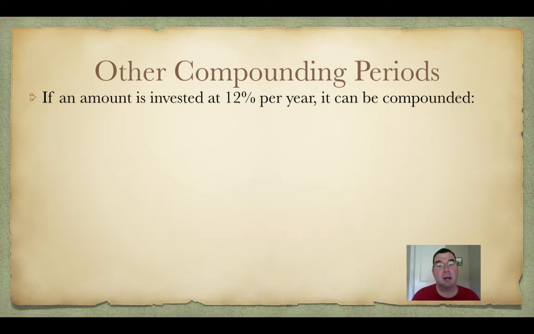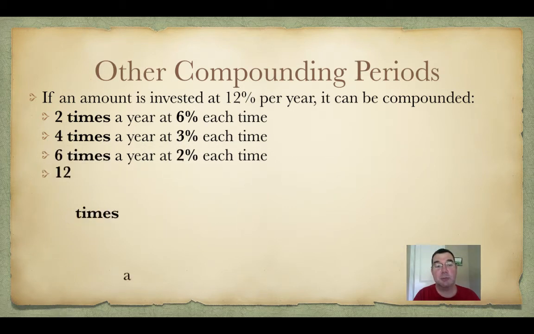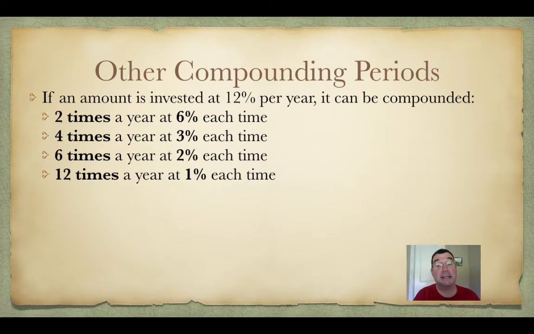Now what if it's being compounded for intervals that are not yearly, so more frequently than that? So if an amount is invested at 12% per year, you can compound it twice a year at 6% each time, 4 times a year at 3%, 6 times a year at 2%, or monthly, 12 times a year, at 1%. So there is a difference in the amount that you will get, because the more frequently you compound, the more money you will have, the more interest you will have earned.